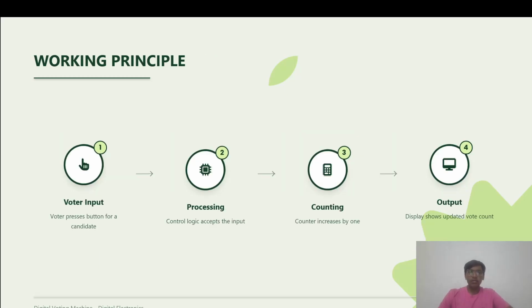Working principle. Now let's see how the system works step by step. First, the voter presses a button for a candidate. Second, the signal goes to the control unit. Third, the system checks whether the input is valid or not. Fourth, if valid, the counter increases by one. Fifth, the updated count is displayed. This happens in milliseconds, making the system very fast.